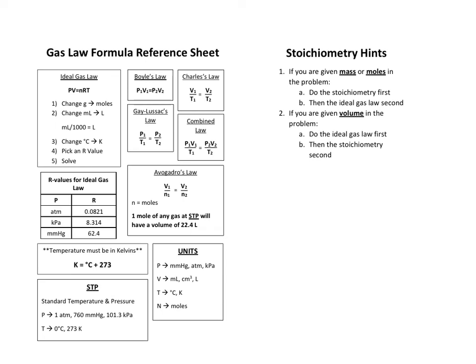So again, looking at our red reference sheet here, we're given mass or moles in the problem, so we're going to do the stoichiometry first, ideal gas law second. For number 3, you're going to do the opposite. You're going to do the ideal gas law first, then the stoichiometry second.